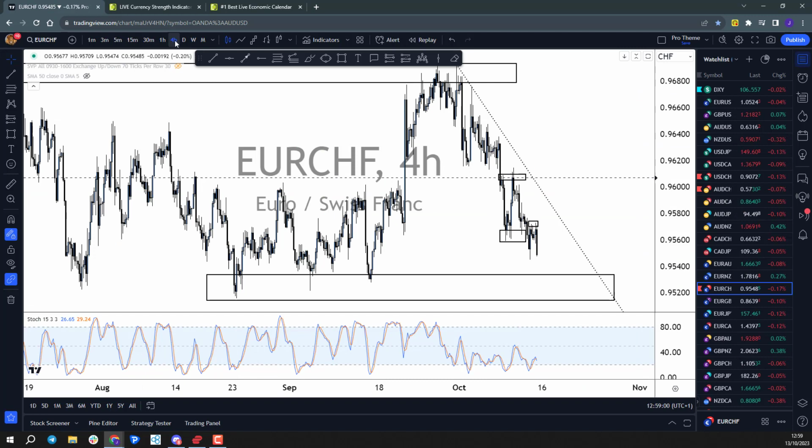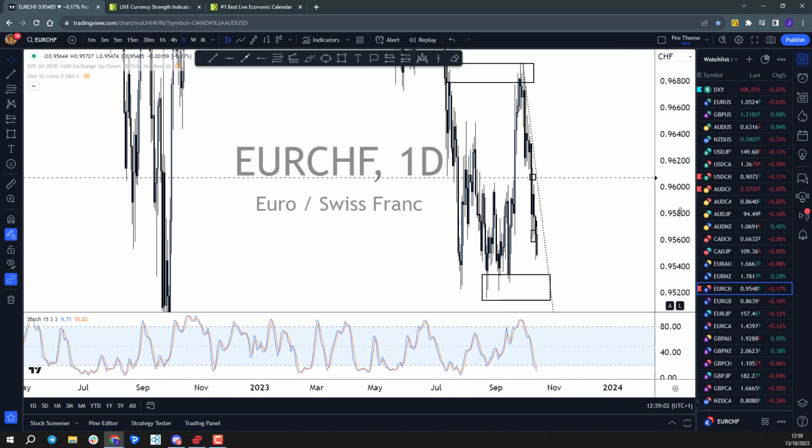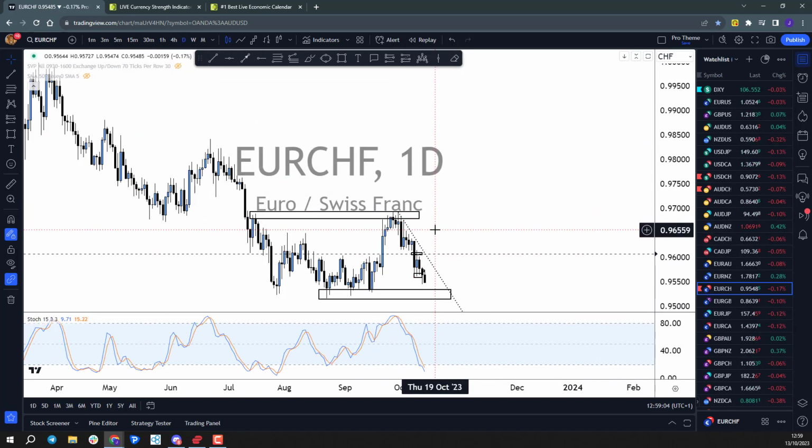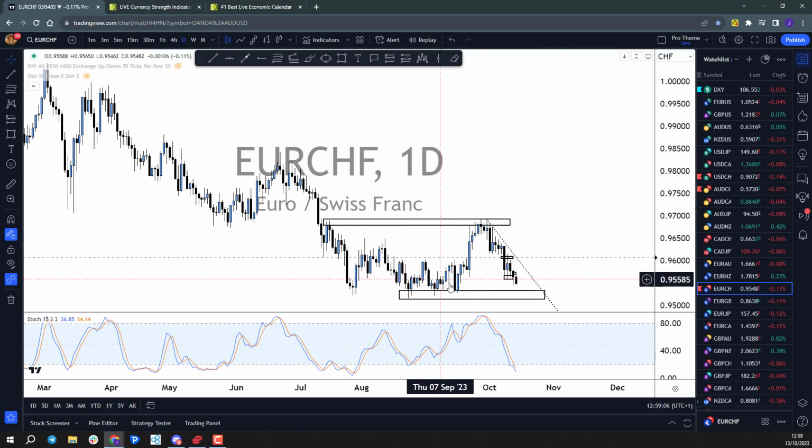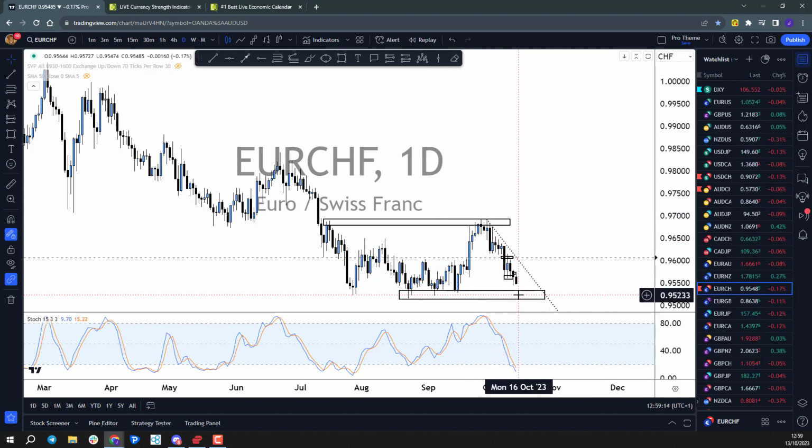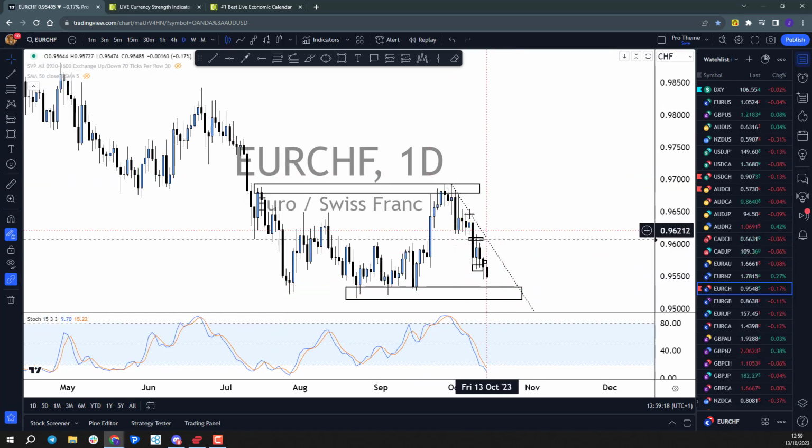Another market we featured this week was Euro Swiss. We looked at the daily chart and we were saying to ourselves, well, price at the time was in and around this area here. We were looking to see, would price react around 97.00? If it did, could it come back down into these swing lows? And that's exactly what's happened. We've had a nice little breach to the downside there. 95.20 seems to be the one to watch.